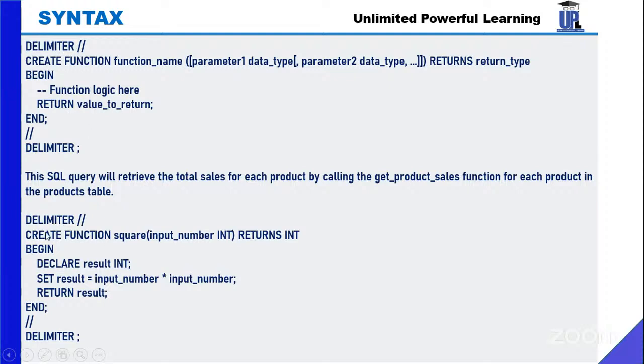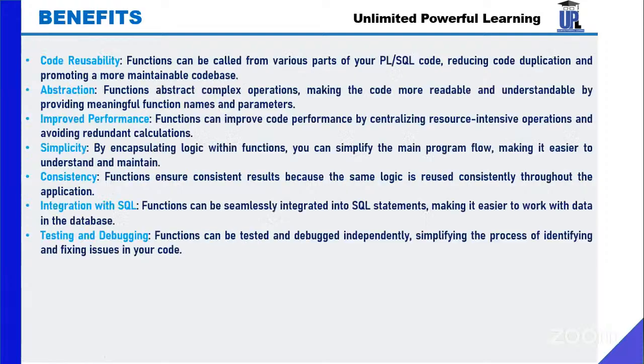If you look at this example, the function delimiter, create function square, the input parameter is an integer value you are passing, returns an int, and you are declaring the local variable and setting the result, input number into input number, squaring that, and then you are returning the result. So this is how you have to write the simple functions.